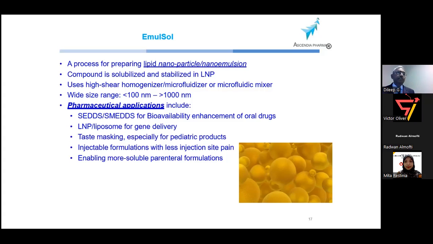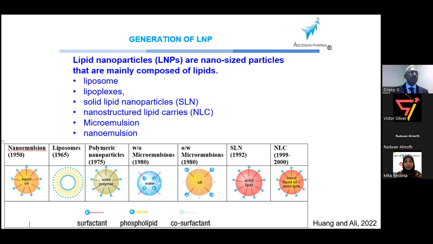It can also be used for taste masking. There are many applications, particularly in pediatric formulation, because kids don't like the taste, so there's a lot of work going on in pediatric formulation as well, right? So we do have this technology, and we are helping our clients who come to us.